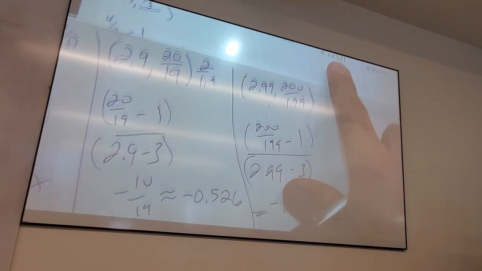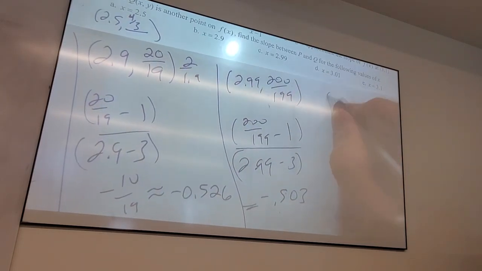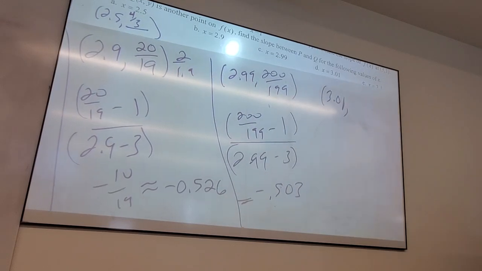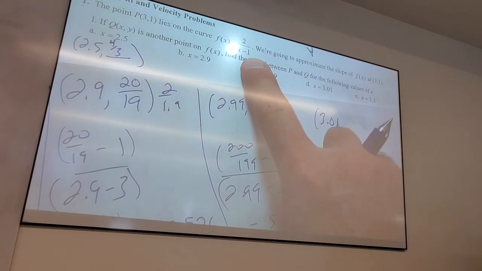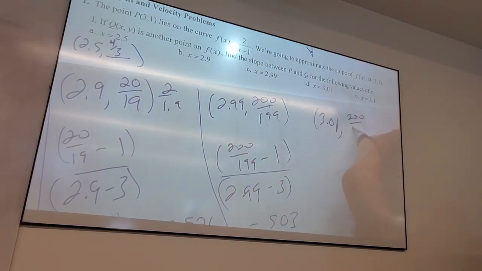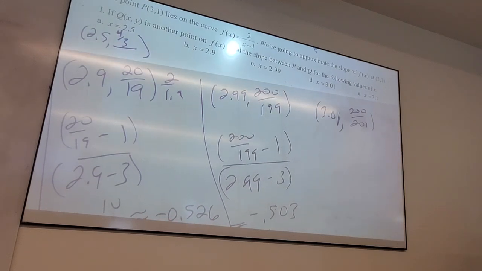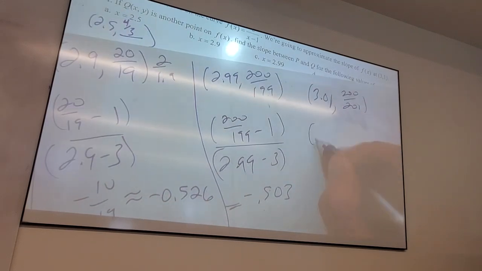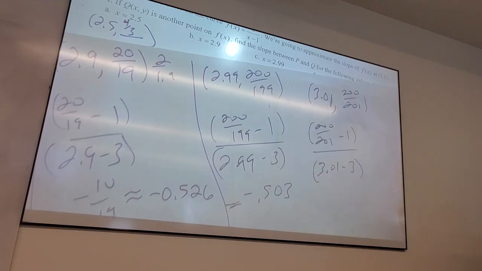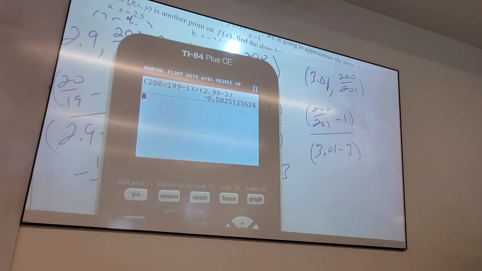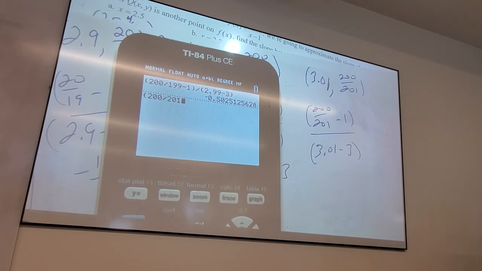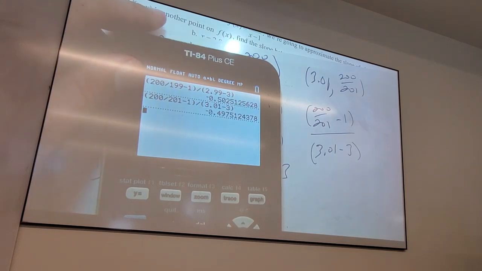So then if we do the other side, the same kind of stuff is going to happen. Let's just do 3.01, just to cut to the chase here. When I plug that in, I'm going to get 2 over 2.01, which is 200 over 201. So then 200 over 201 minus 1 over 3.01 minus 3. That gives -0.498.